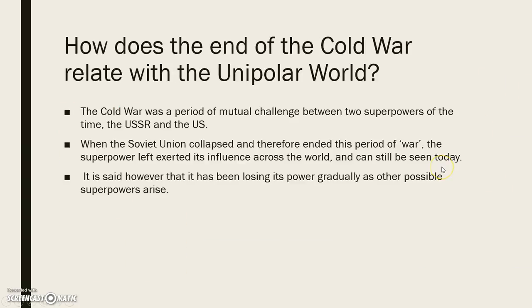How does the end of the Cold War relate to the unipolar world? Well, the Cold War was a period of mutual challenge between the two superpowers, and when the Soviet Union collapsed and ended this period of war, the superpower left was the US, which exerted its influence across the world and can still be seen today. It is said, however, that it has been losing its power gradually as other possible superpowers arise.